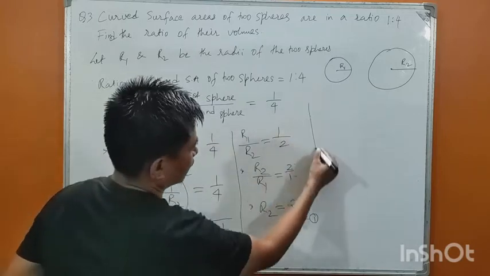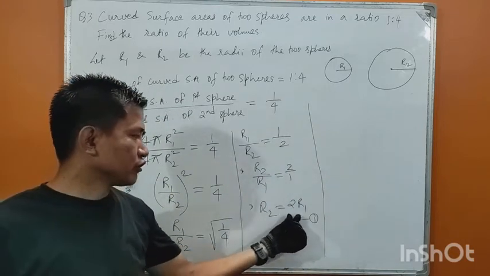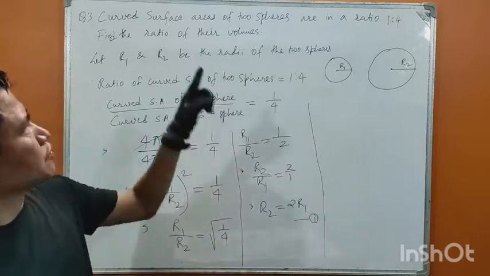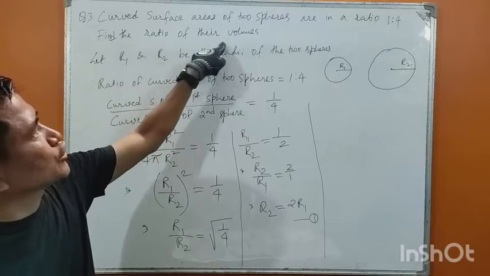Okay, now let us move further. Now we have found that R2 equals 2R1. Now let us find the ratio of their volumes.